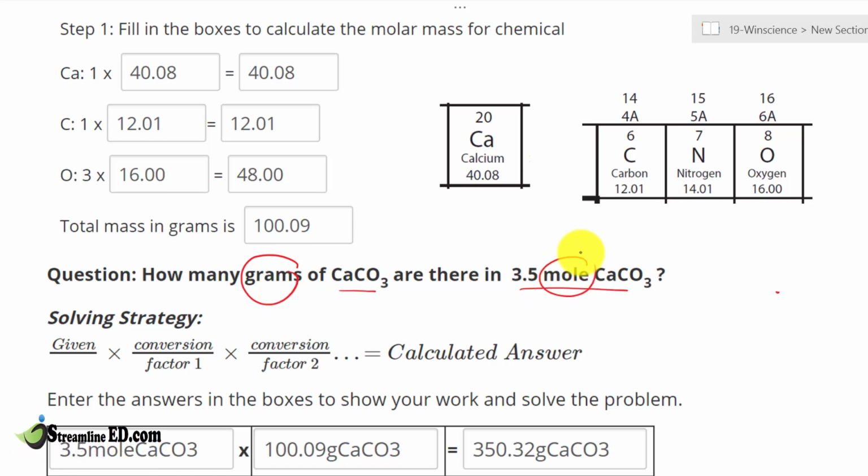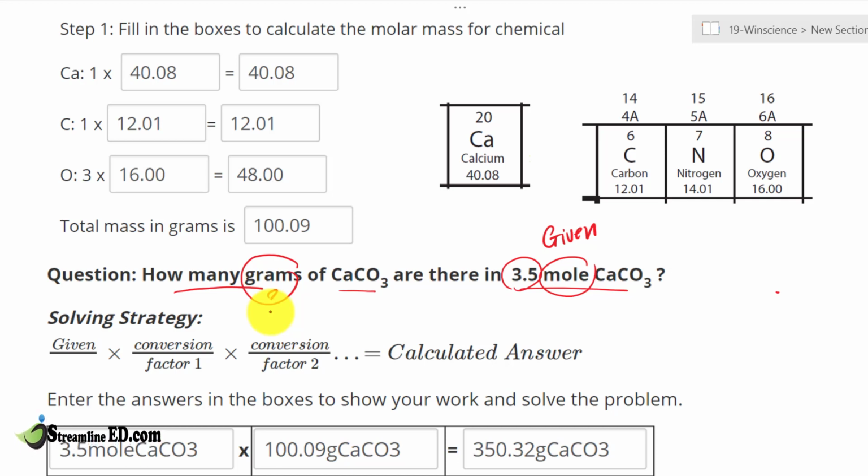And if we look at this problem, this is our given. And how do we know it's given to us? Well, we are starting with 3.5 moles. And if you read this, it's asking for how many grams. So this right here, this is our question mark. And that is what we are going to calculate.